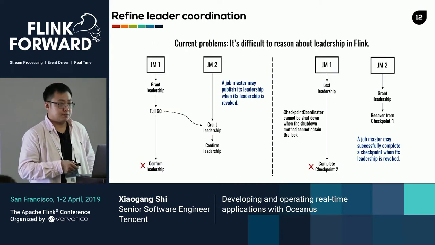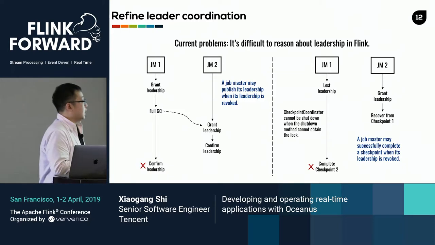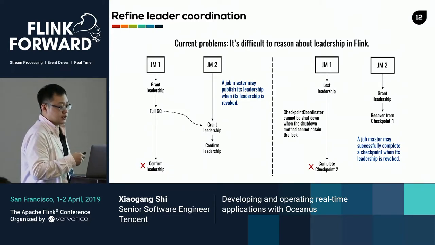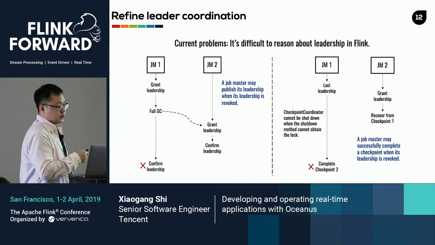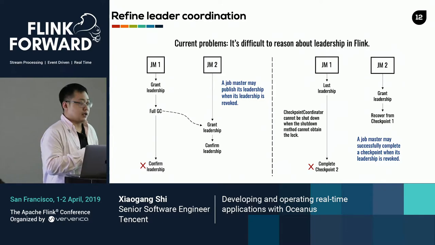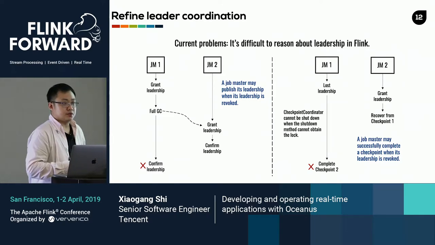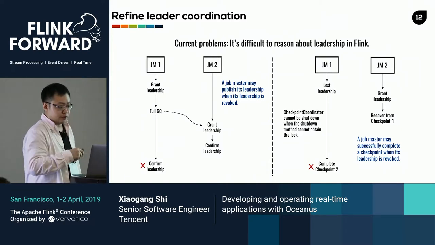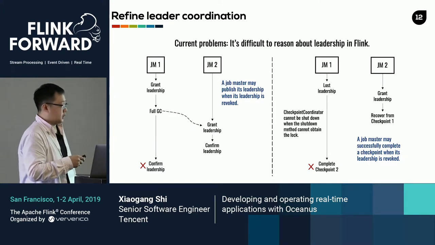Here we can talk about some details of our improvements. Currently, the first improvement we have made is the refining of leader coordination. In our production environment, Flink uses Zookeeper to elect leaders and retrieve the information of the leaders. The current problem is that it's very difficult to reason about leadership.